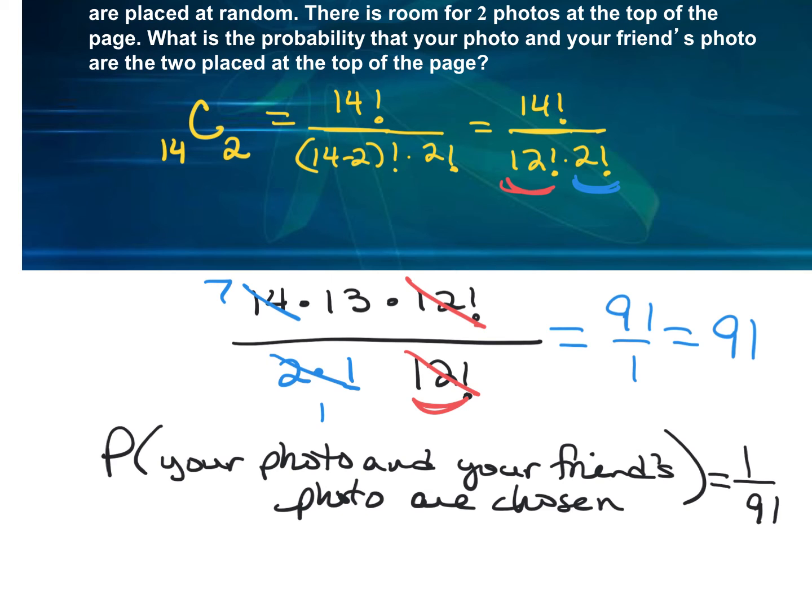How did you find that? How did I find what? The probability. The probability, because it's always favorable over total. So the total arrangements of 2 pictures chosen out of 14 is 91. And then there's only one combination out of that whole list of 14 that would be me and my friend.